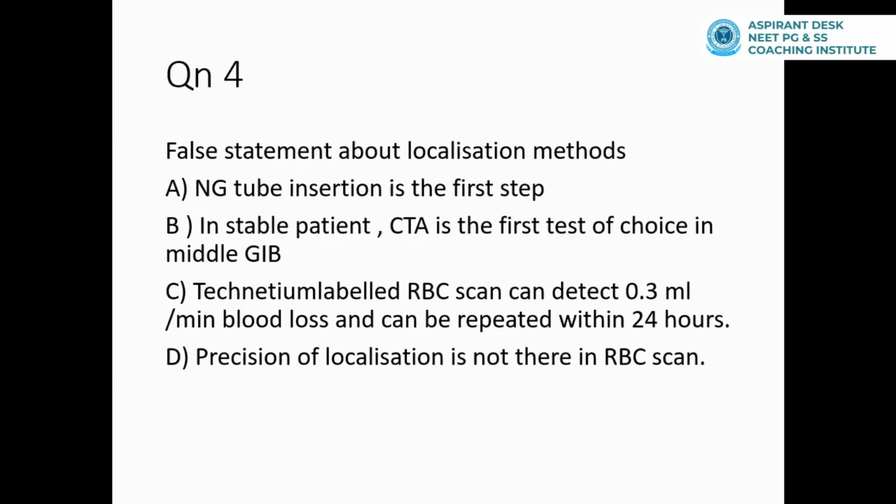So question number 4: which is the false statement about localization methods? The first option is nasogastric tube insertion is a first step. The second option is in a stable patient, CT angiogram is a first choice in middle GI bleed. The third option is technetium labeled RBC scan can detect 0.3 ml per minute blood loss and can be repeated within 24 hours. And option D is precision of localization is not there in RBC scan. Which one is false?